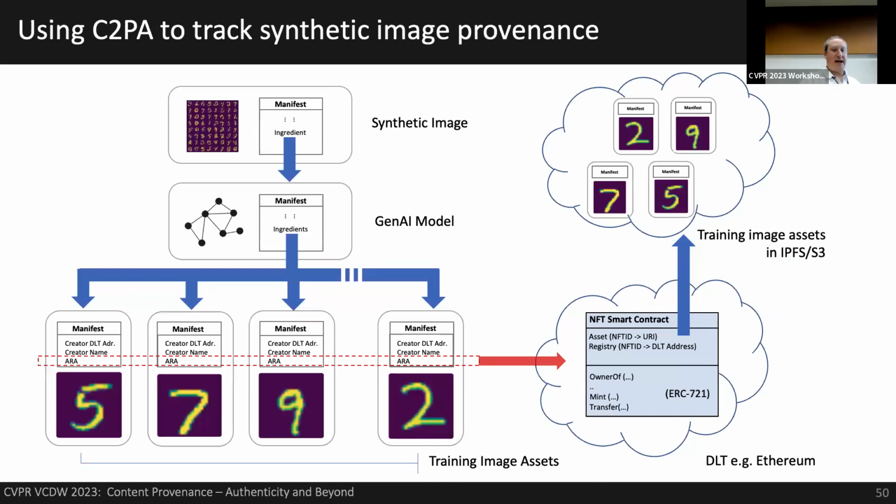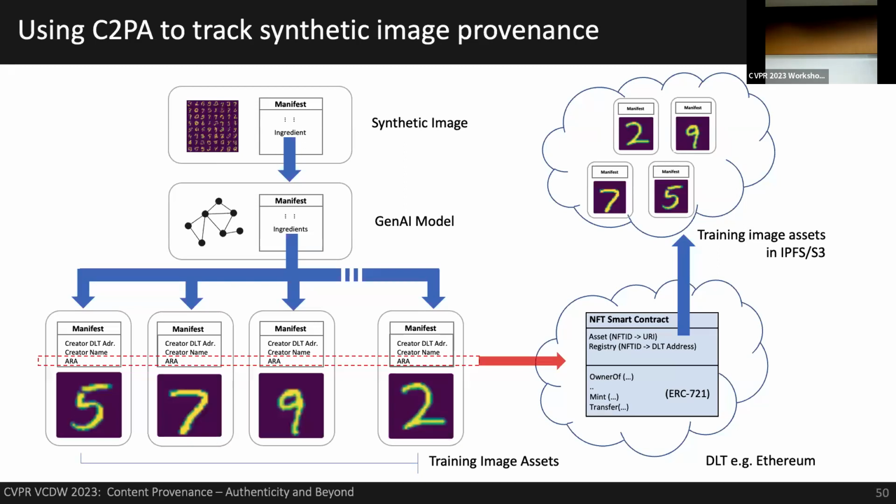So first off, let's look at how C2PA can be used to enable synthetic media provenance. The synthetic image at the top here is obviously just a toy example with MNIST. There's the synthetic image. It has a manifest, and the manifest has one ingredient, which is the model that created it. And the model itself also has a manifest. Anything can have a manifest. This binary blob can have a manifest, and that contains ingredients.